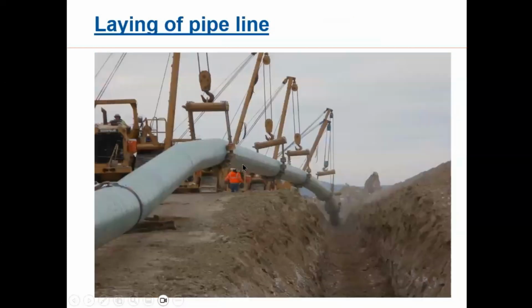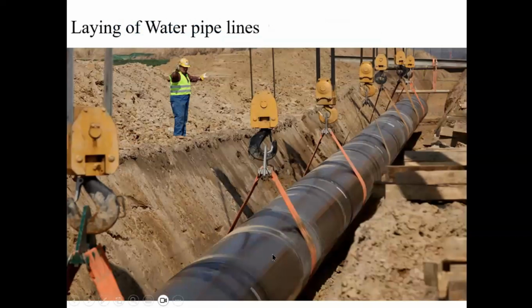Another type of project is laying of pipelines: cross-country pipelines, natural gas pipelines, water pipelines, petroleum product pipelines, crude oil pipelines. All these pipeline projects are insured under CAR policy. There are a lot of requirements, and this again falls under a specialized category. I'll discuss that. This is again a picture of the same kind of project, laying of pipeline under trenches.